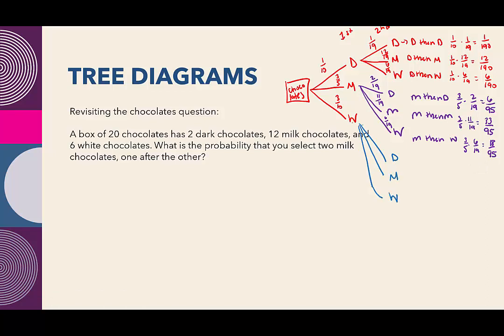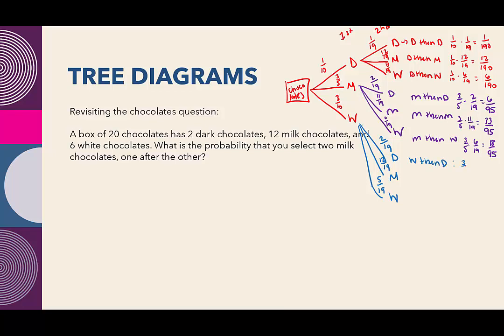And then now this time we select a white first. So we still have the 2 dark chocolates. That would be 2 out of 19. We still have all 12 milk chocolates. That's 12 out of 19. We selected 1 white chocolate already. Now there are only 5 out of 19. Check the numerators, make sure they add up to 19. They do. Okay, good.